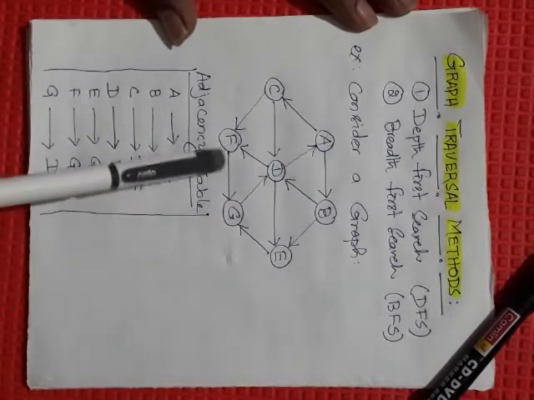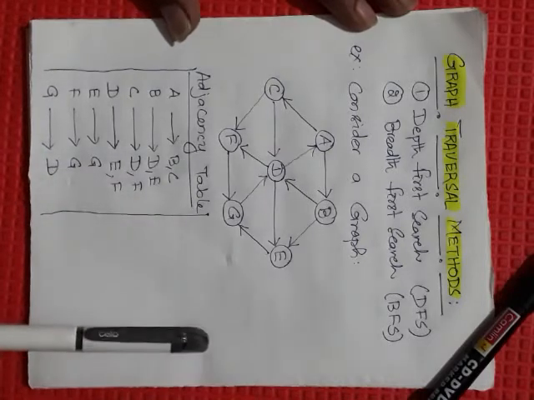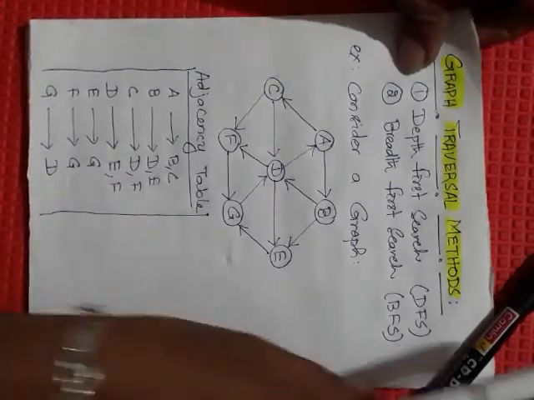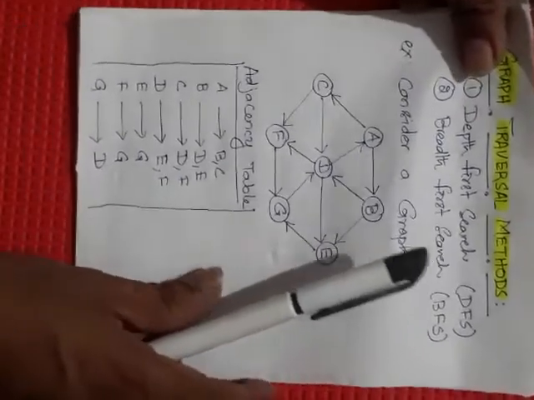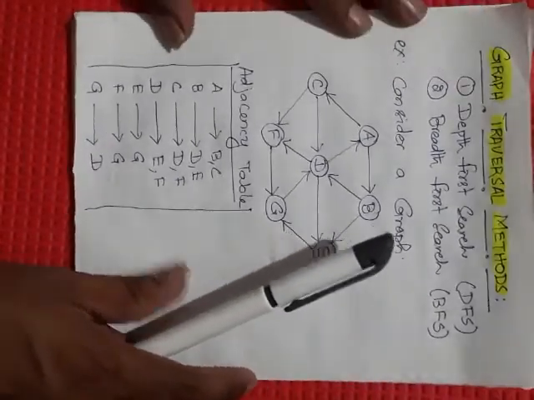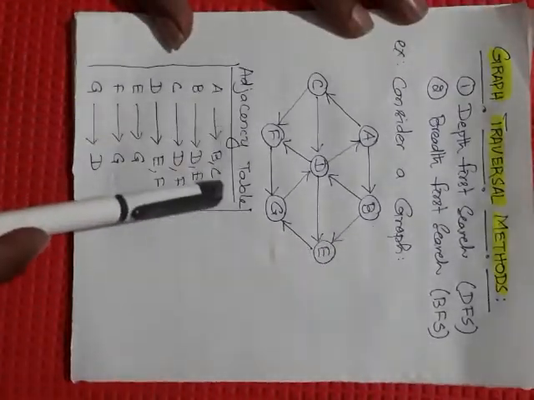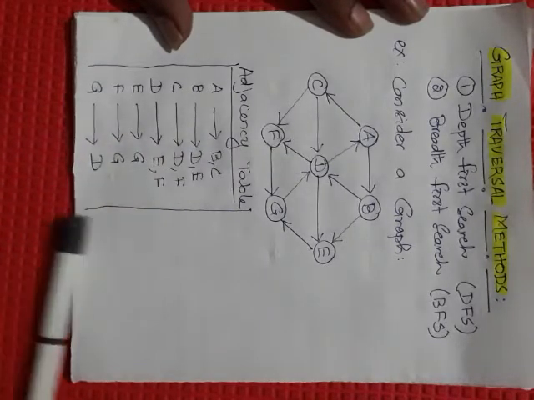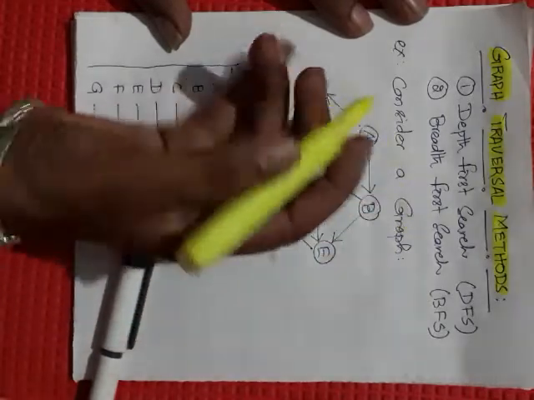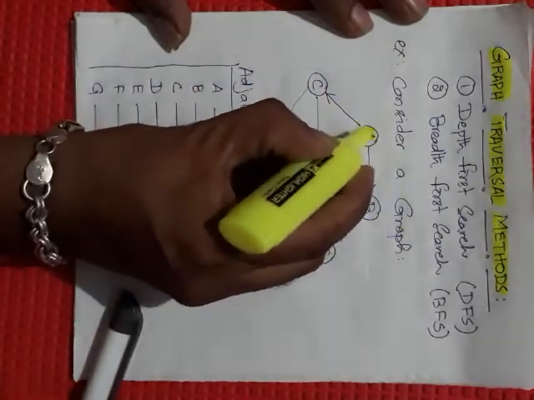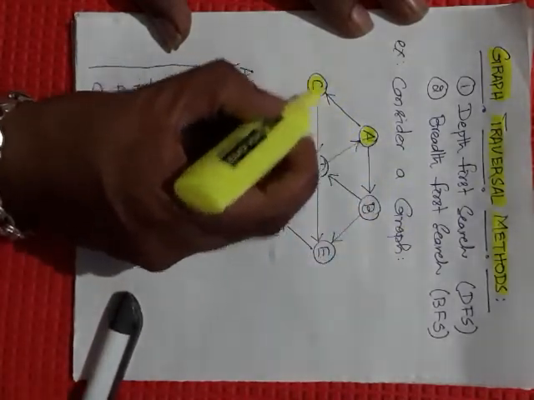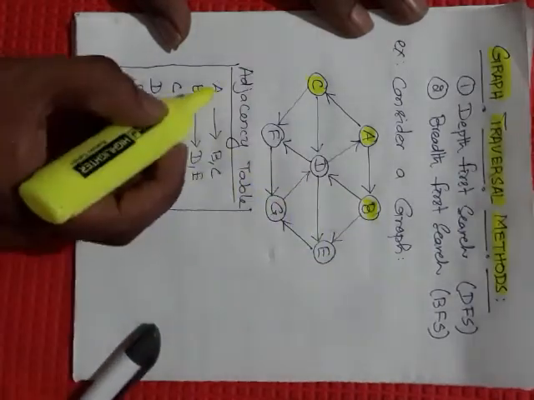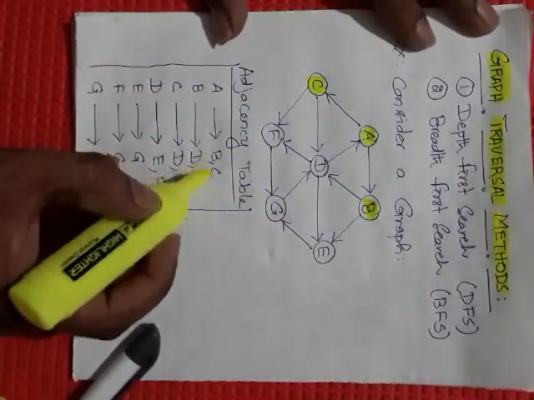For this graph you can find the adjacency table we have prepared. In the adjacency table, we are finding the adjacent nodes of each node. From node A, we can go along outgoing edges to C as well as to B. So for node A, the adjacent nodes are B and C.